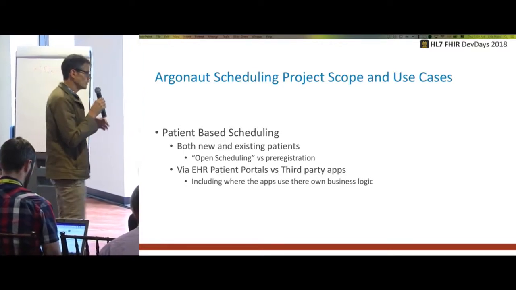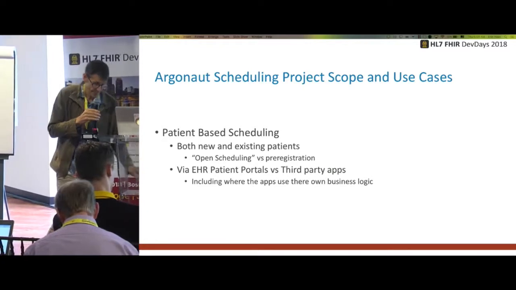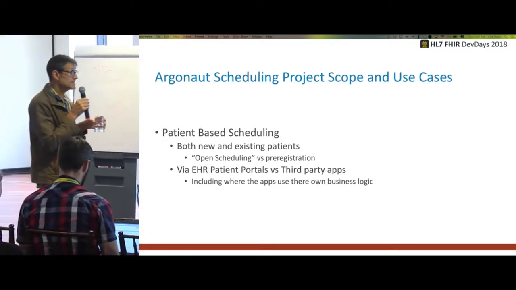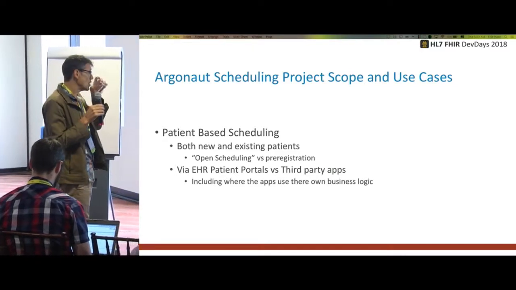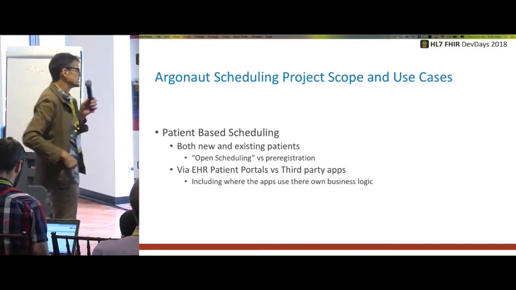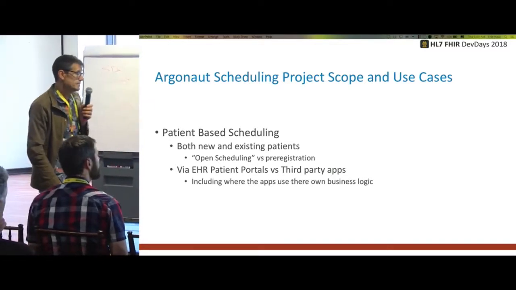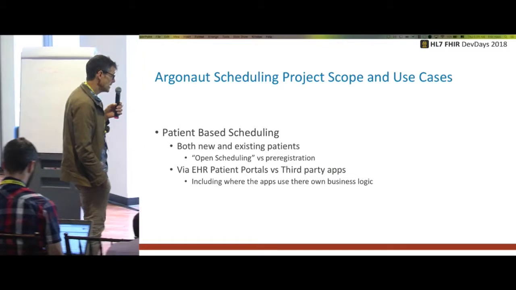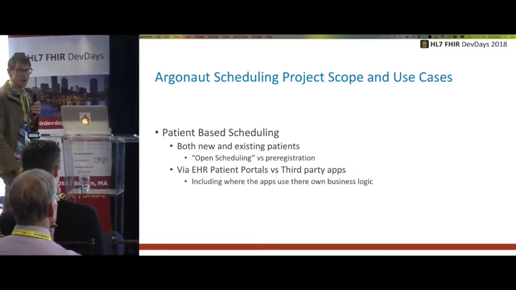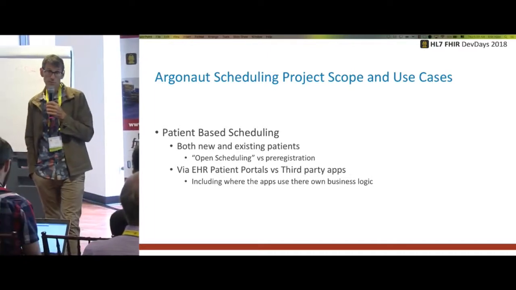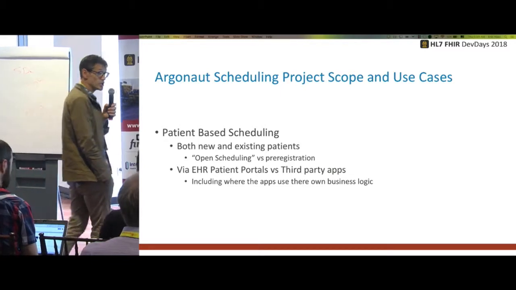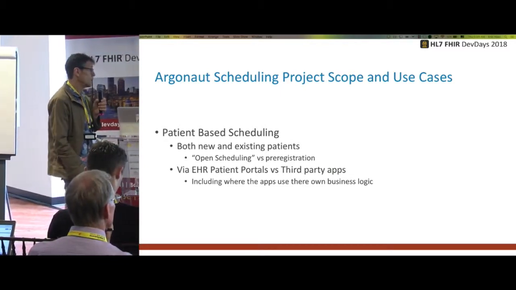Okay, so here's what we came up with. We wanted to talk about patient-based scheduling. What does that mean? It means the patient is the end user. We want to have both new and existing patients, which means you might have a situation with what we call open scheduling, where you can look for an appointment without being registered with the organization, versus situations where you have to register before you can even look for an appointment.